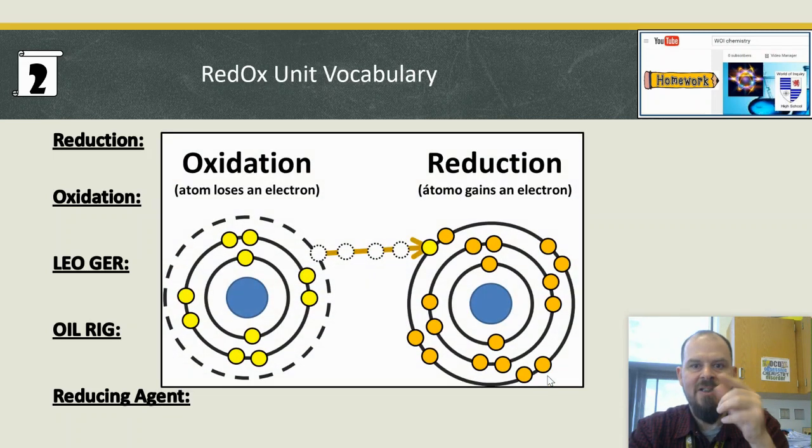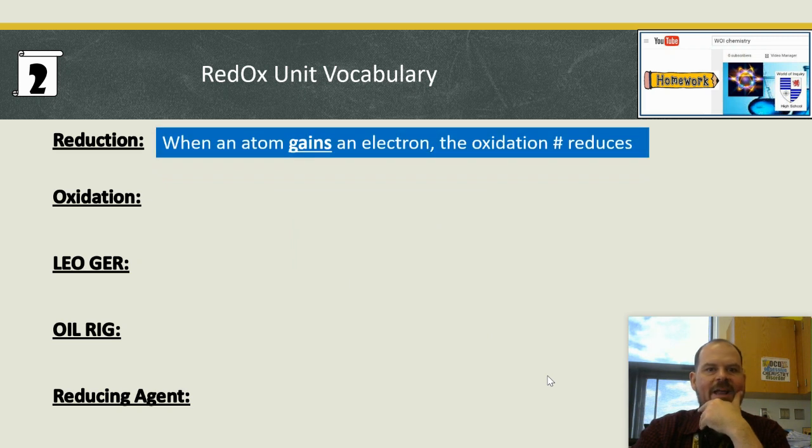Oxidation and reduction. So I like this. This is a perfect picture. Reduction is gaining of an electron. When an atom gains an electron, the oxidation number actually reduces because the charge on an electron is negative. That's where the name comes from.